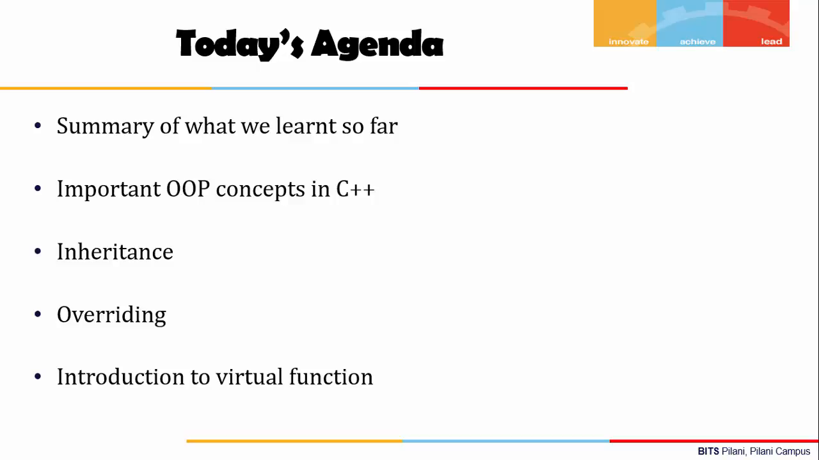As the name suggests, inheritance is about inheriting from a parent class. It's a very interesting concept which permits code reusability. Next, we will study method overriding. Method overriding allows a child class to provide a specific implementation of a method which is already provided by one of its parent classes. Finally, we will conclude our lecture today with a brief introduction to virtual functions.